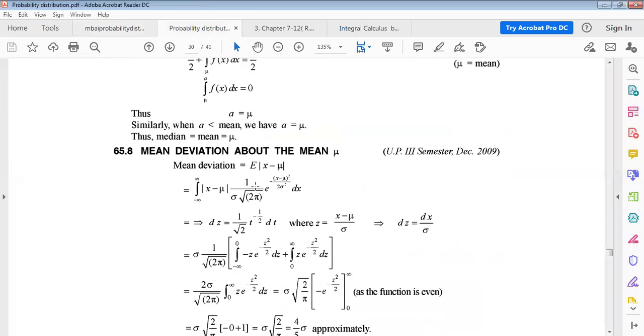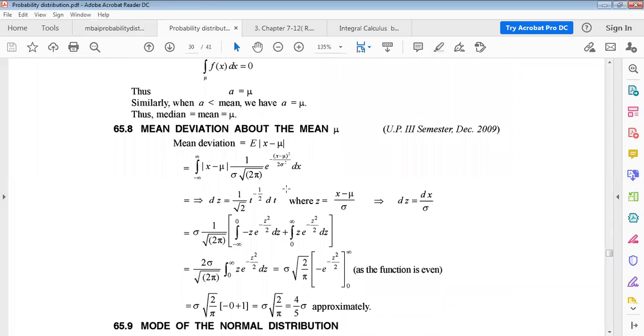Now, the mean deviation about the mean. How will we get the mean deviation for the normal distribution? The mean deviation can be written as the expectation of the absolute value of x minus mu. Using the probability density function, this is the integral from minus infinity to plus infinity of the absolute value of x minus mu into f of x dx. Just using the probability density function, here x means x minus mu.